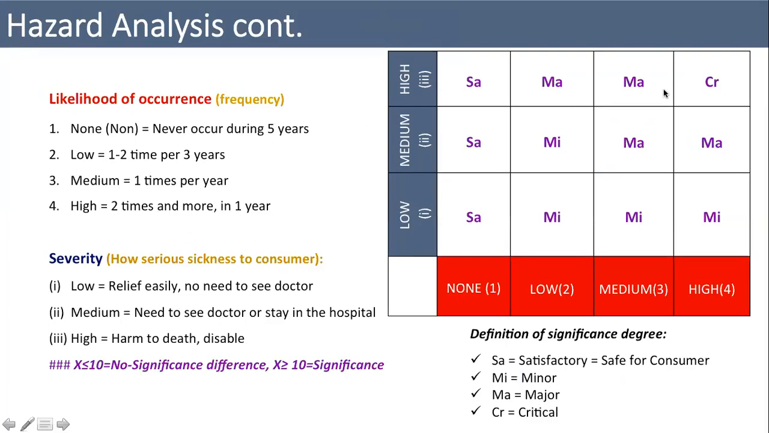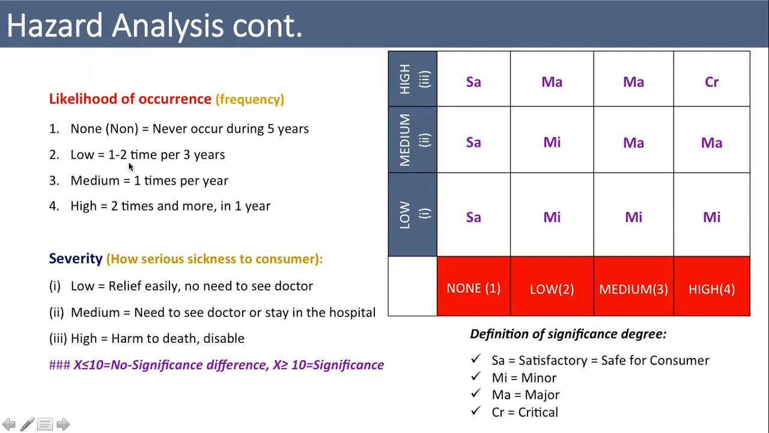And the other thing is likelihood of occurrence and severity. How do we determine it? Likelihood of occurrence means the frequency of occurrence. Sometimes a hazard might occur 2 times per year, 1 time per year, or maybe never happen. We have identified it as a hazard, but if it never occurs during 5 years, we call it none. In the last 5 years, there are no records of this identified hazard.